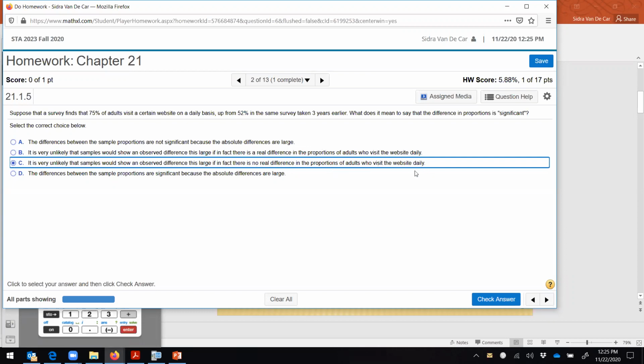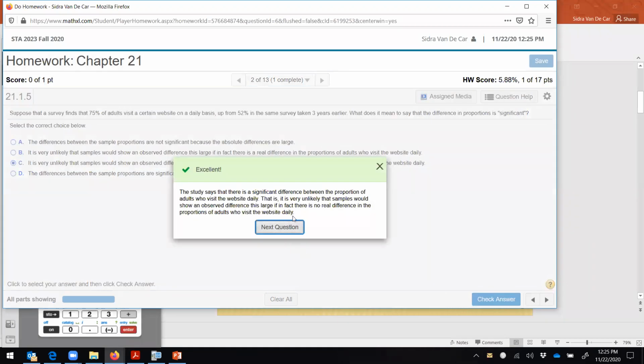And this is what we mean, right? If it actually hasn't changed, it would be really weird to get a sample that large. That's what you're trying to say by saying that the difference in the proportions is significant.